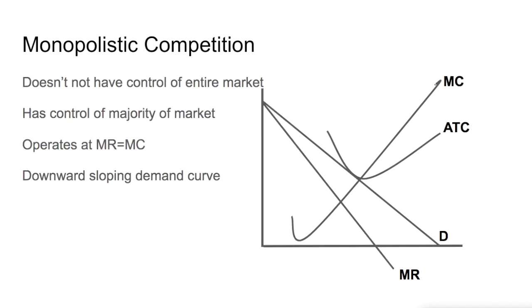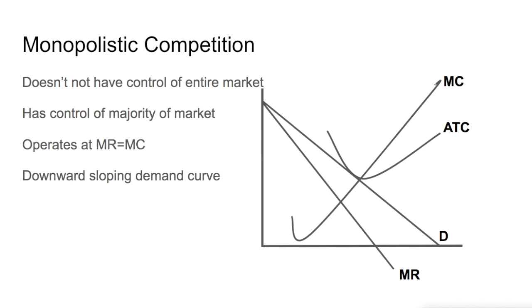Monopolistic competition is the economic model for a company that has control of a majority of the market. A monopolistic competitor is similar to a monopoly graphically because they both operate where marginal revenue equals marginal cost, and they both have downward sloping demand curves.